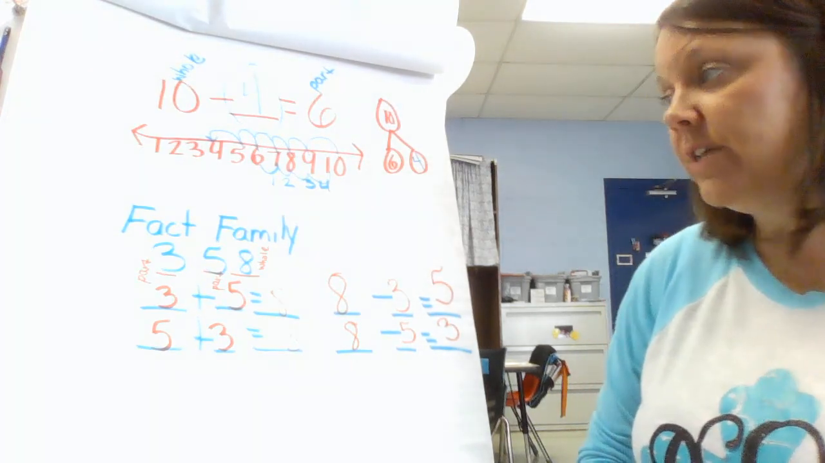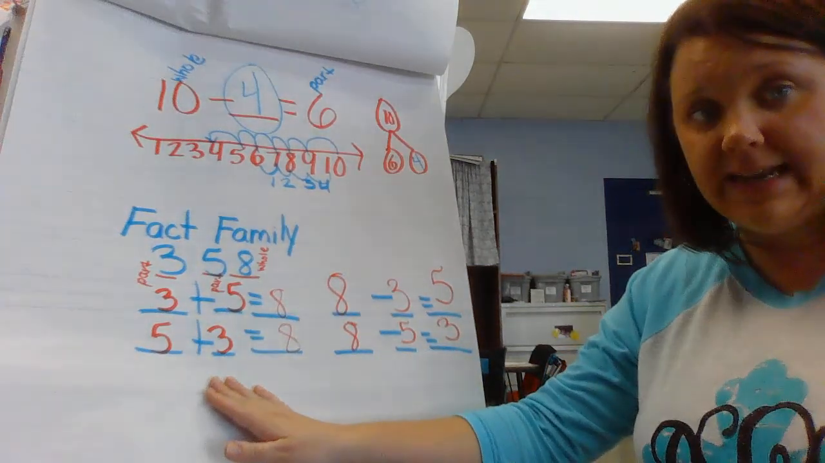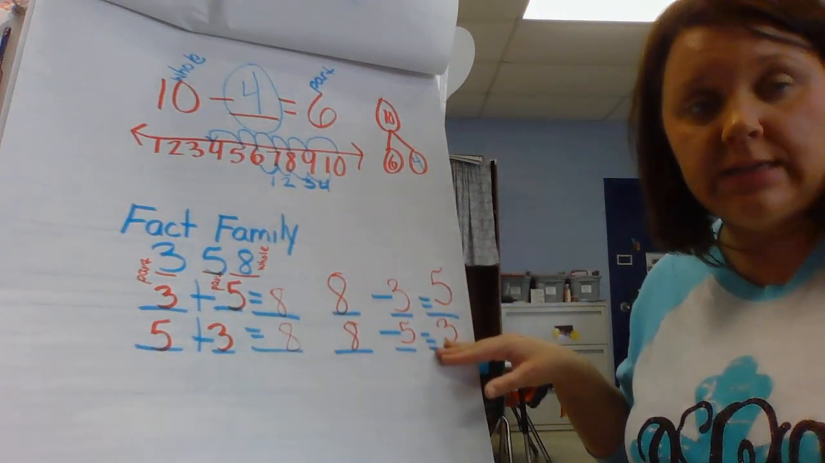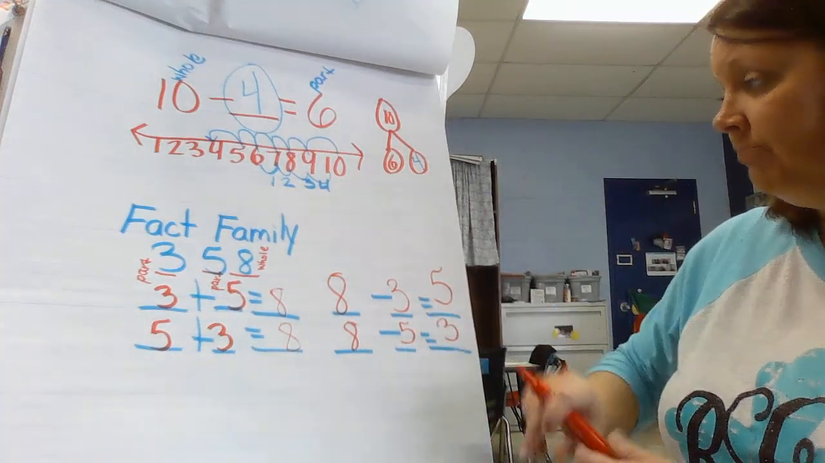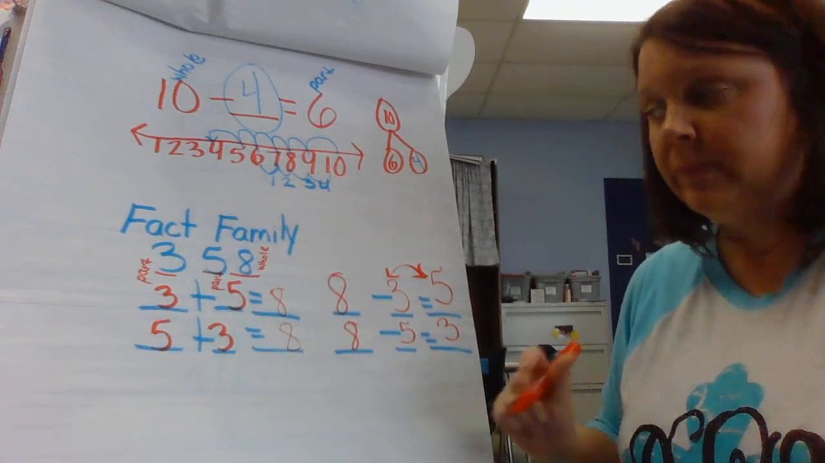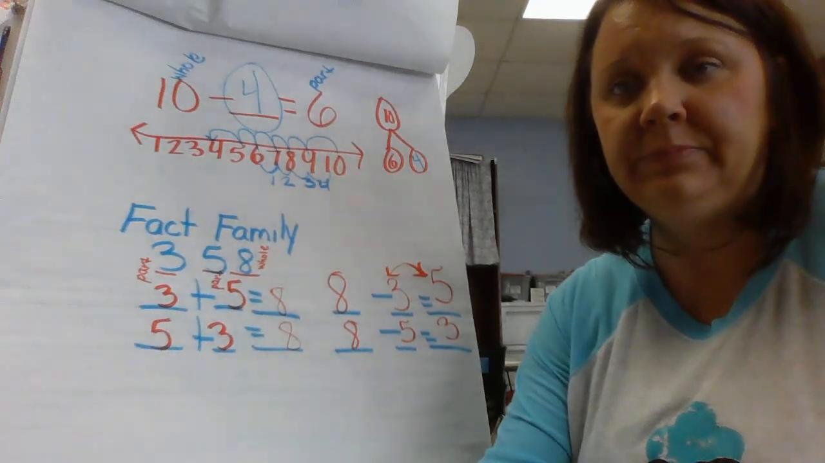Very important you understand the relationship that 3 and 5 make 8, 5 and 3 make 8. 8 minus 3 is 5, and 8 minus 5 is 3. All of those digits are interchangeable. The parts are interchangeable in the fact family. The whole remains the same in each equation.